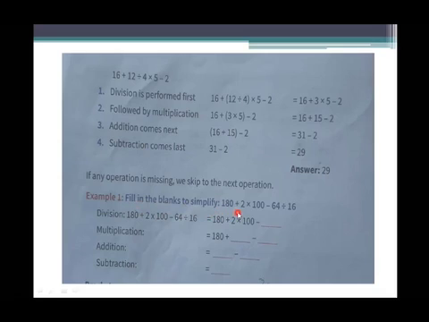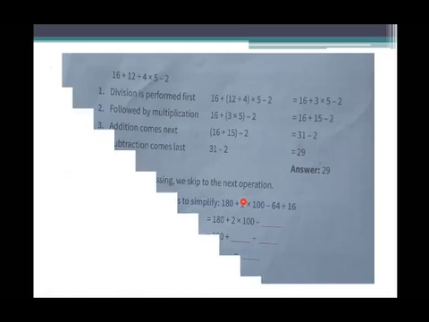Next, 1. Fill in the blanks to simplify: 180 plus 2 into 100 minus 64 divided by 16. So how do you do this? You can try this by doing first division, then multiplication, addition, subtraction. So here, 100 minus 64 divided by 16 you have to do. Then the answer you get, you multiply, then addition, then subtraction. So this is the way we will simplify. Here you have to remember the rule DMAS: first division, multiplication, addition, subtraction.